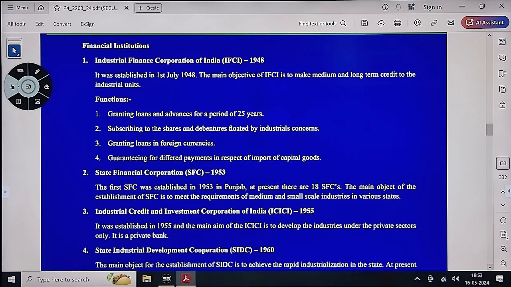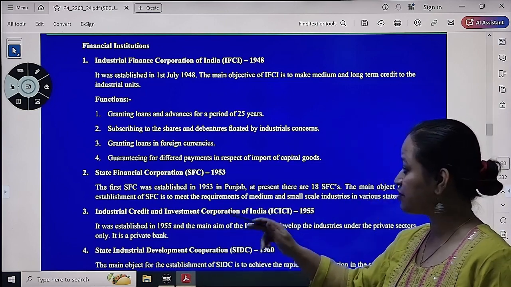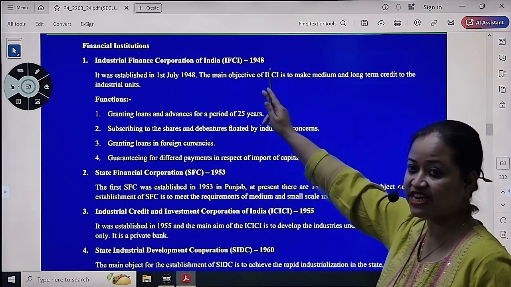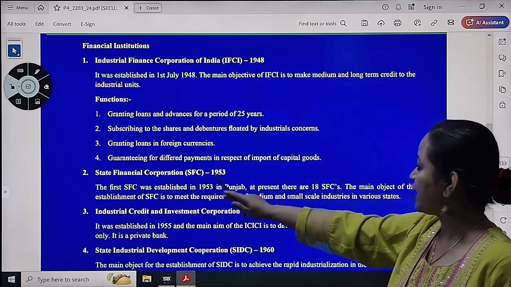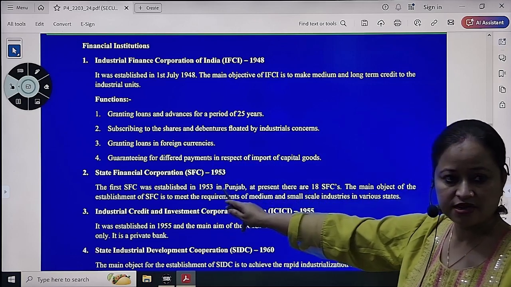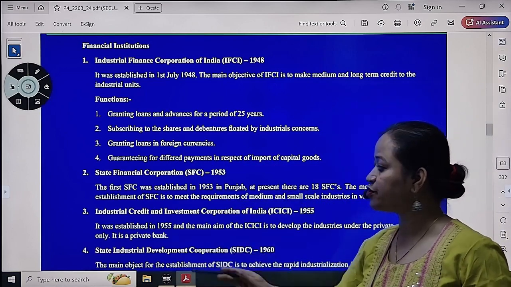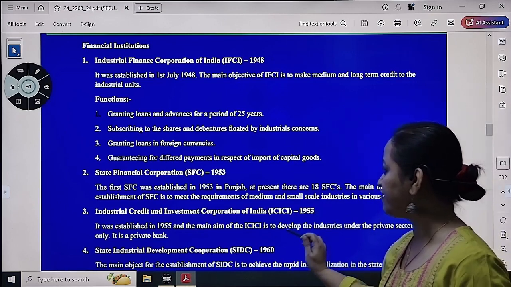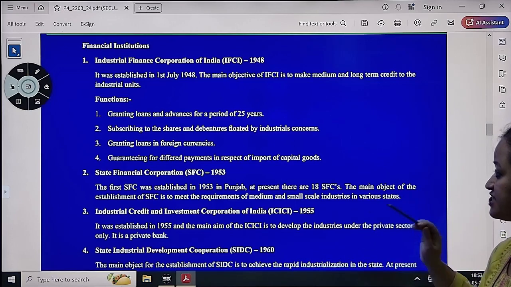Now next is ICICI. What is the full form of ICICI? Industrial Credit and Investment Corporation of India, established in 1955. First one is 1948, IFCI. SFC is 1953, sorry, established in Punjab, and currently 18. So remember the ICICI full form, established in 1955. The main aim of ICICI is to develop the industries under the private sector only. It is a private bank.